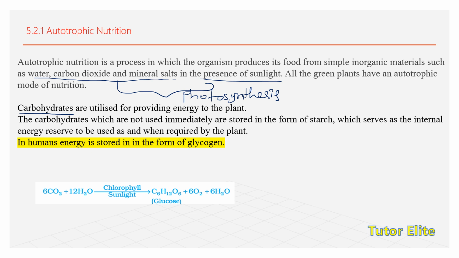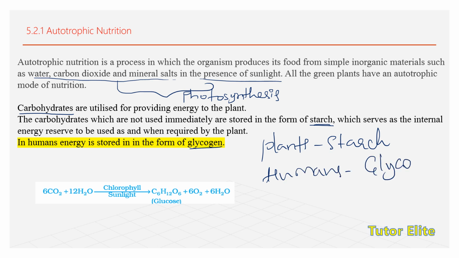The carbohydrates which are not used immediately are stored in the form of starch. For humans it is glycogen, but for plants it is starch. Both are carbohydrates, which serve as the internal energy reserve to be used as and when required by the plant.